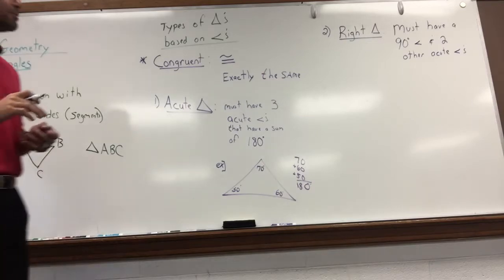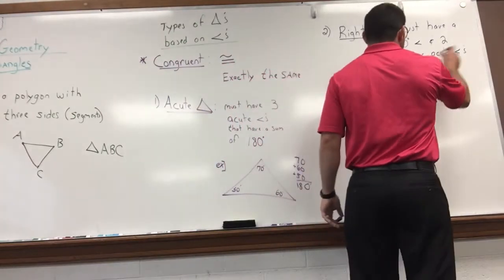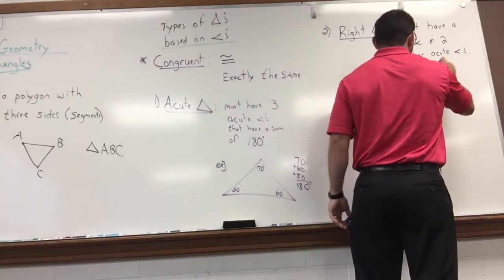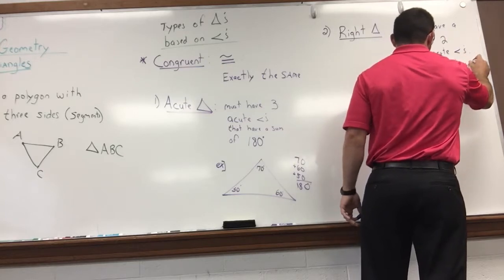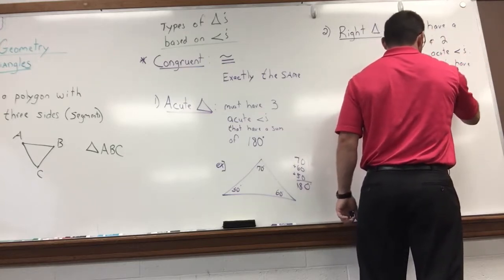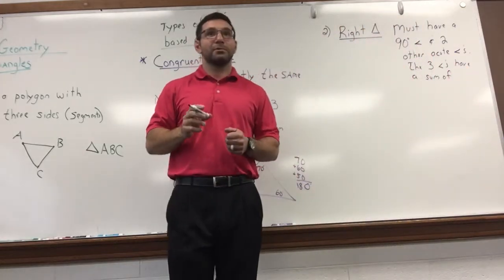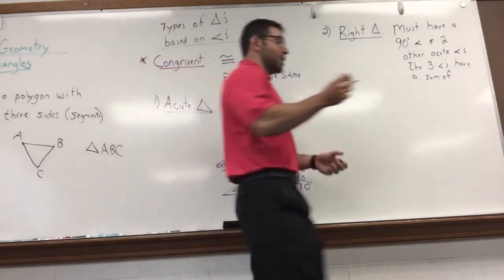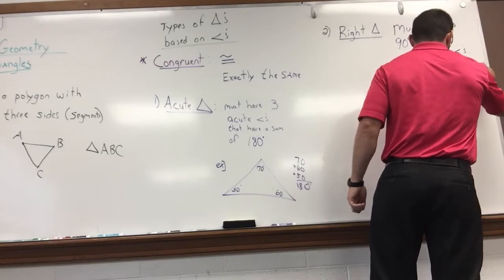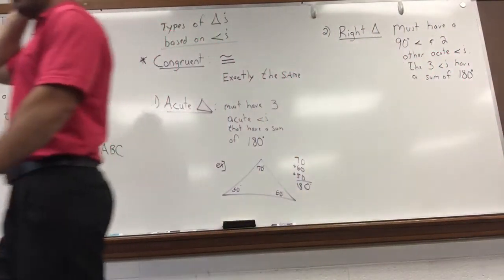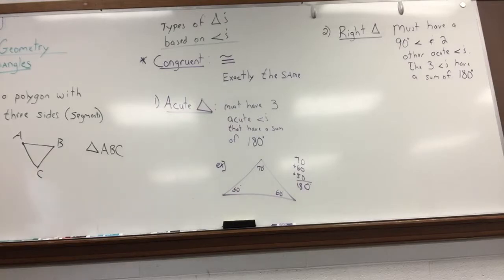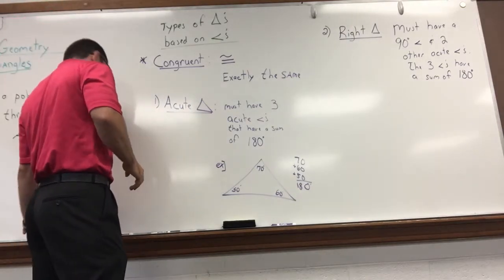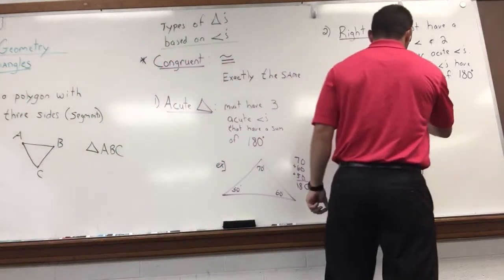Must have a 90-degree angle and 2 other acute angles. The 3 angles have a sum of what? What are the 3 angles of that triangle going to have a sum of? 180. That's not going to change. Triangles will always have interior angles. The angles on the inside of the triangle will have to have a sum of 180. So let's see an example of a right triangle.